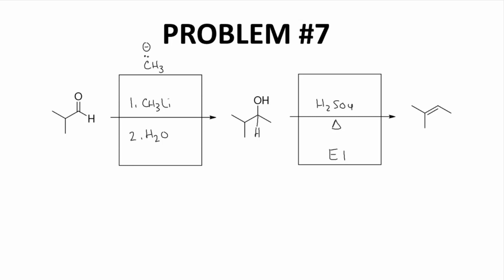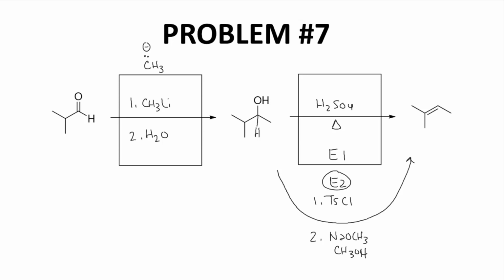So this is, again, alcohols. They can do a lot of things, not just get oxidized. You can also do eliminations. If you wanted to, you could do something else like treat this with tosyl chloride to make that OH into a leaving group, and then treat with a base like sodium methoxide in methanol. And this would be the E2 pathway to getting to that same alkene.